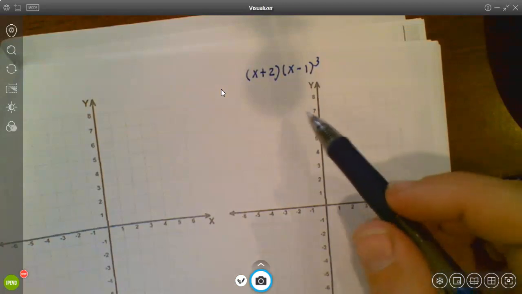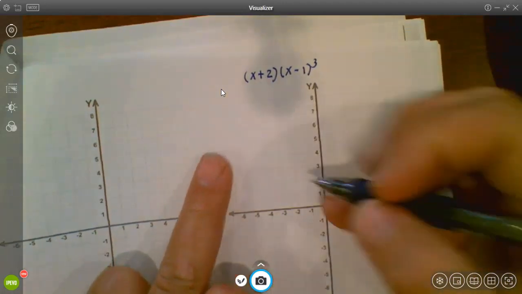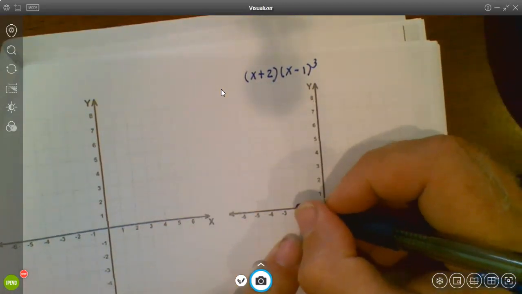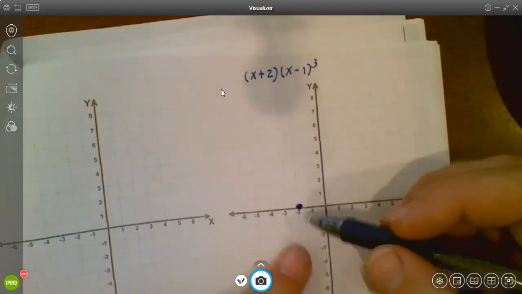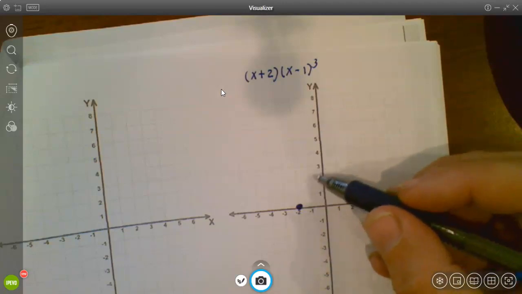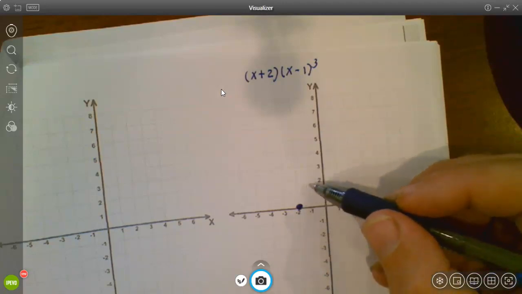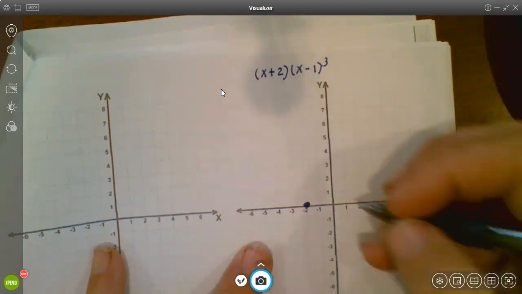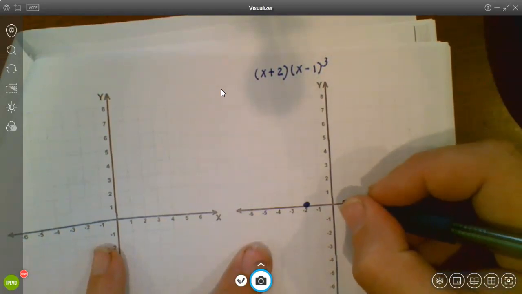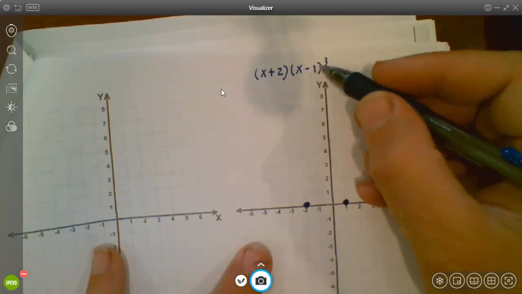Alright, so as far as the zeros go, obviously at negative 2, it is an odd power, and it's only a power of 1, so more of a linear path through negative 2, and it will cross because of the odd exponent. At positive 1, I should have a cubic function, right?